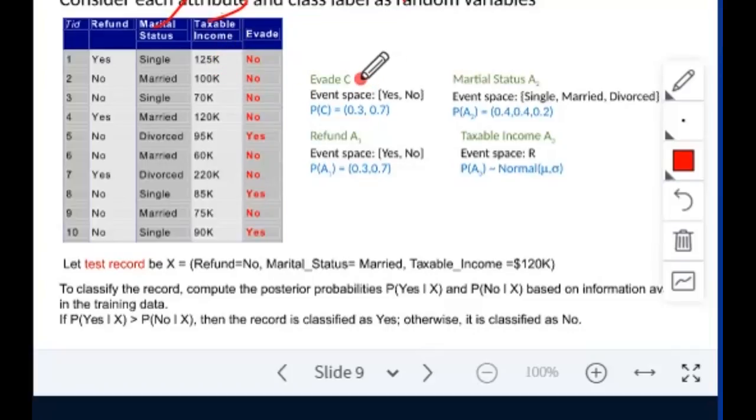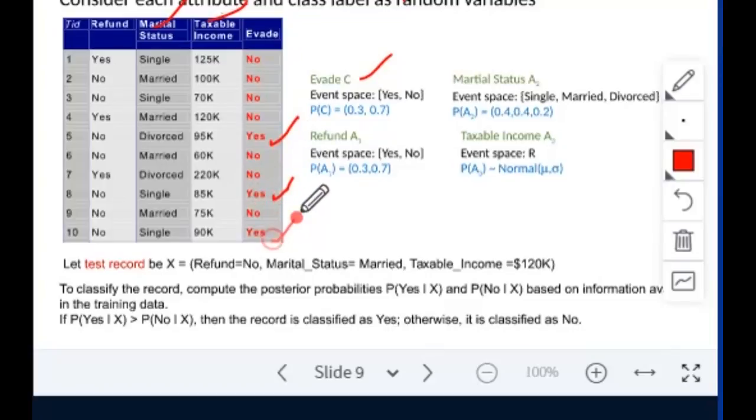Now, Evade C. C means what? Here we are just taking the class label, Evade. How many categories do we have here? We have two categories, yes and no. So what is the chance, out of 10, of how many times yes is occurring and how many times no is occurring? If you count, I'll just go for the least one, because I know it already.